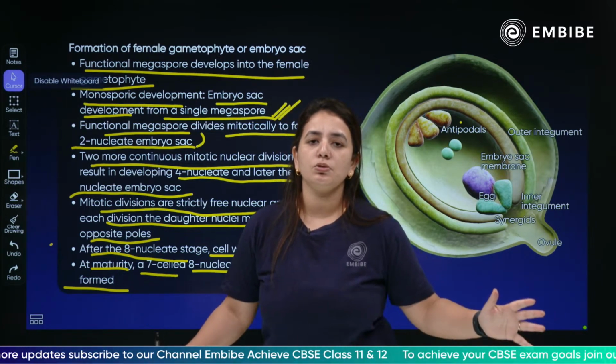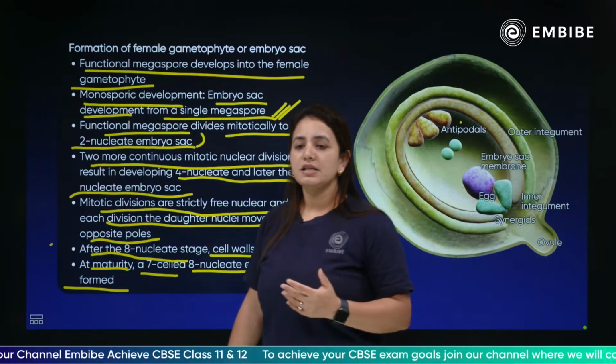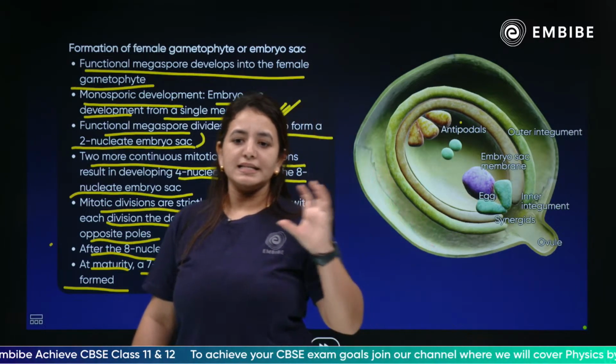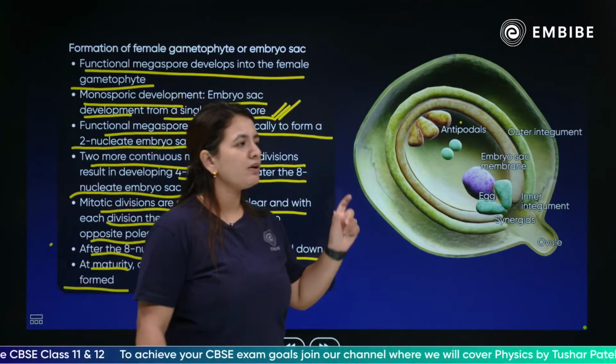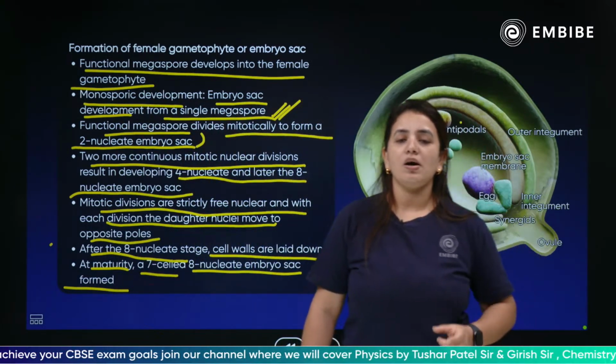As soon as they move towards the opposite poles, they start developing a cell wall around them. This is how the antipodal cells, synergid cells, your egg cell and your central cell will be formed, and this stage is called the 7-celled stage.